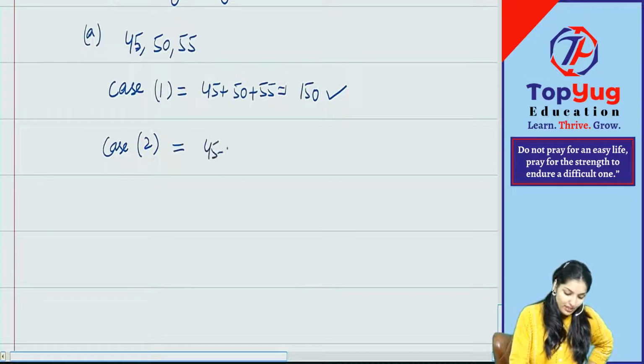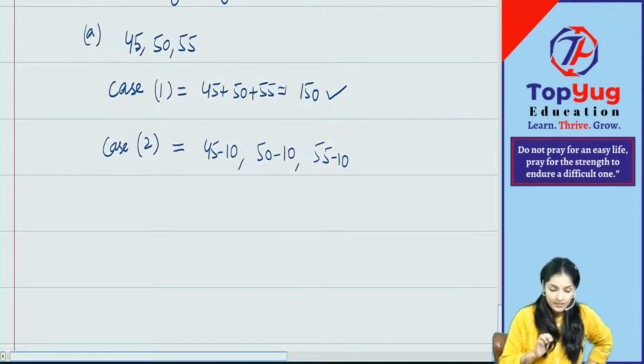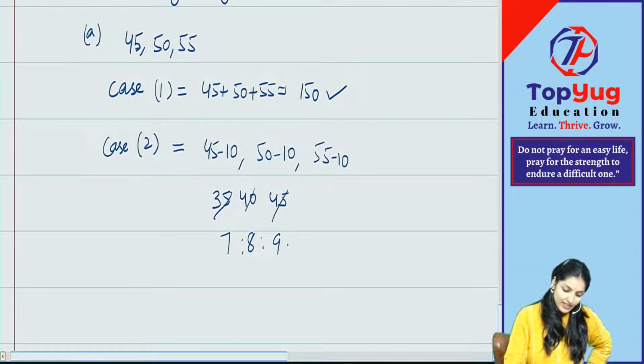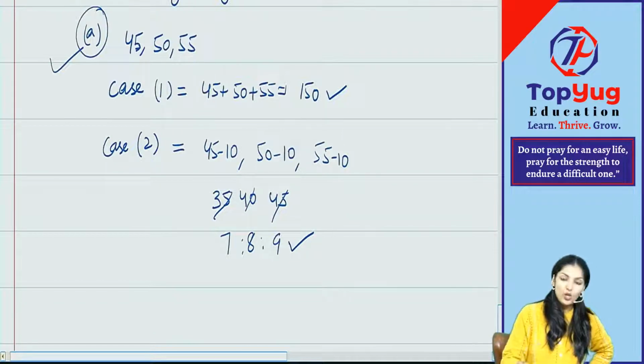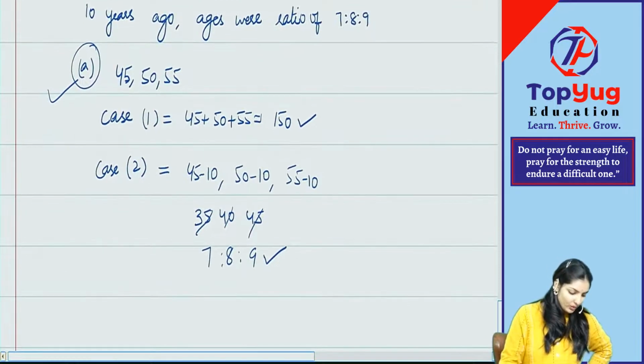So 45 minus 10, 50 minus 10, 55 minus 10. The ages of all three, here I have to subtract, lessen it by 10. So 35, 40, 45. Now ratio: 5 sevens are, 5 eights are, 5 nines are. Is it satisfying the case 2? Yes. Option A is the right option. You all can copy 17th one.